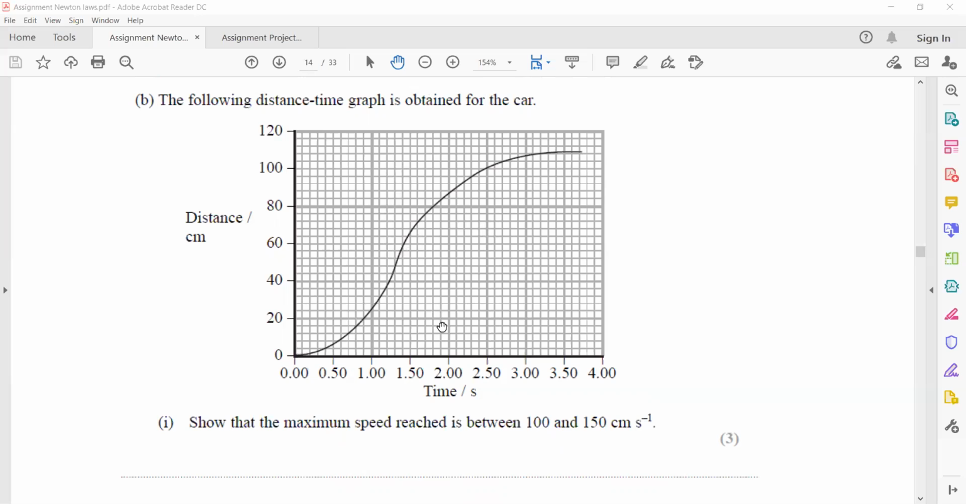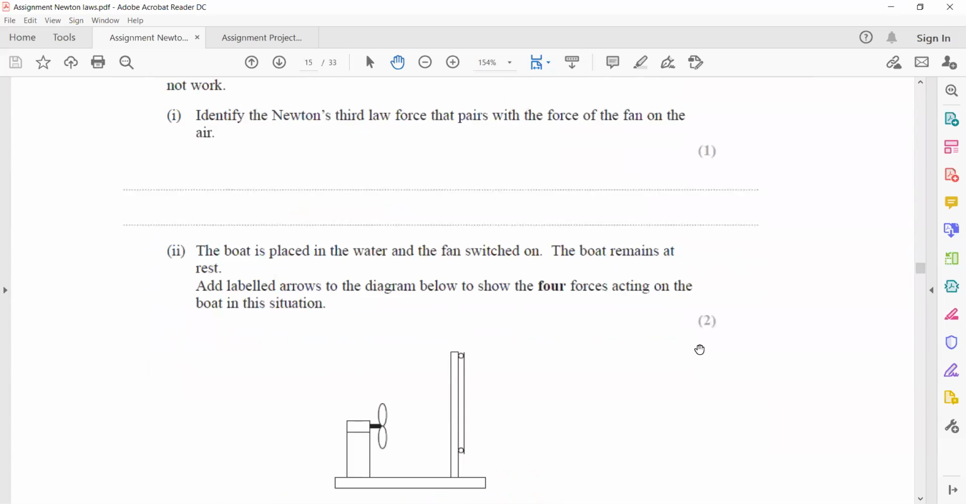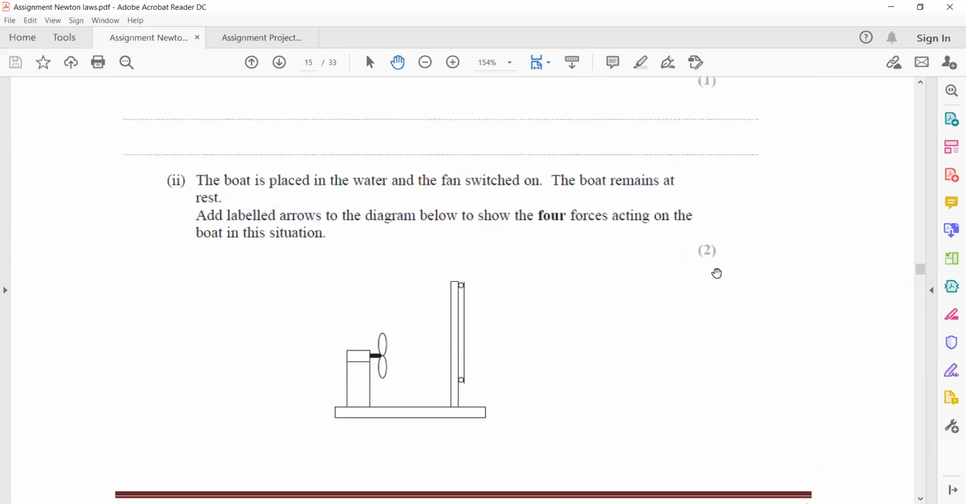For the next part, the boat is placed in water and the fan is switched on, the boat remains at rest. Add labeled arrows to the diagram to show the 4 forces acting on the boat in this situation. As I mentioned, the boat is not moving, or the boat remains at rest. So it means the vertical forces will be balanced and horizontal forces will also be balanced.